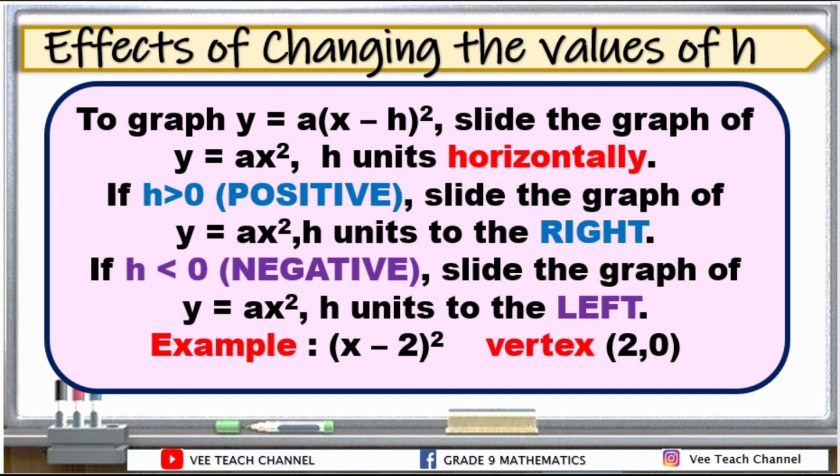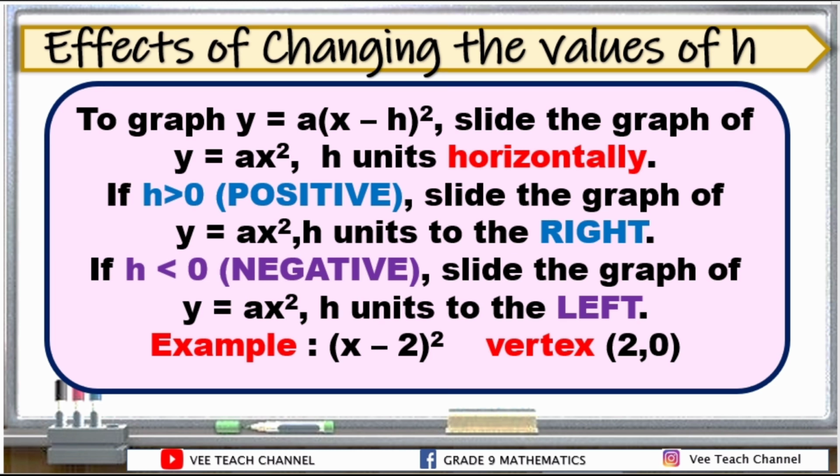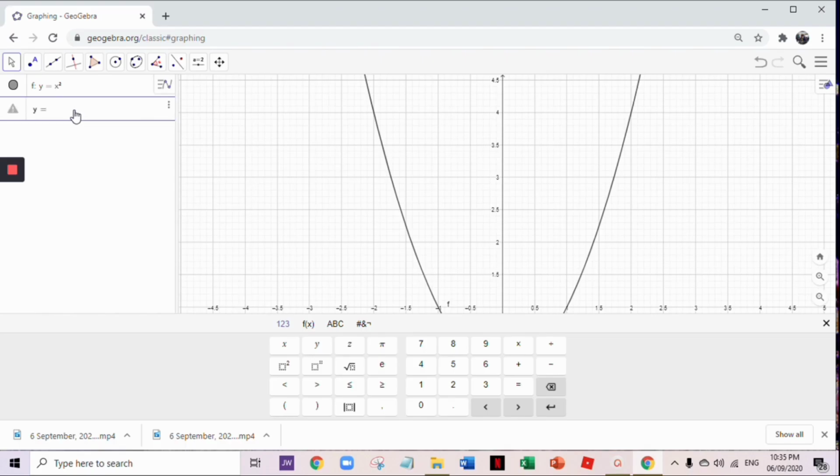If ang value ng h halimbawa is, katulad kanina, positive 2, gagalaw yung graph natin from x squared ng 2 units to the right. Pag negative naman, yung negative 2 yung ating h, gagalaw yung ating graph from dun sa graph ng x squared, gagalaw ng 2 units to the left. Kaya tandaan natin yan para alam natin kung anong movement ng graph natin.